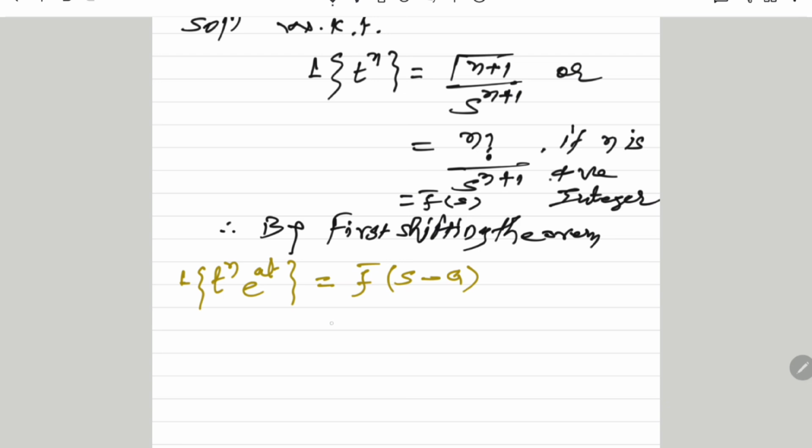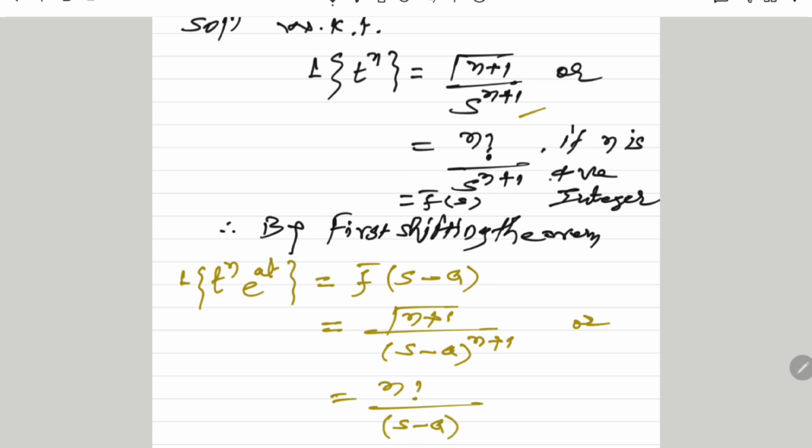And therefore we have gamma n plus 1 divided by s minus a raised to n plus 1, since s is replaced by s minus a, or we have another result, n factorial divided by, again s replaced by s minus a and raised to n plus 1, as the required answer, or the required Laplace transform of t raised to n into e raised to at. The important part here is the application of the first shifting theorem.